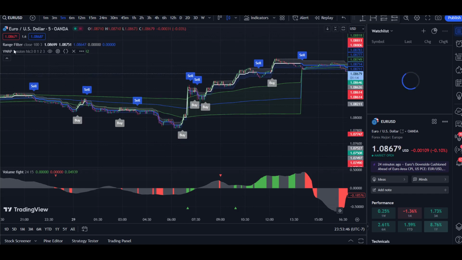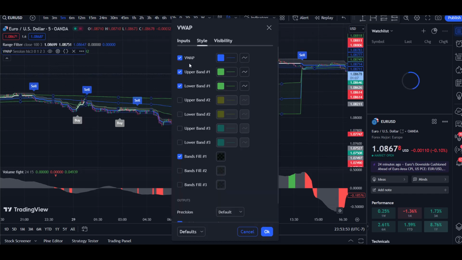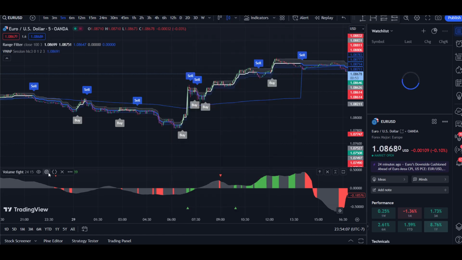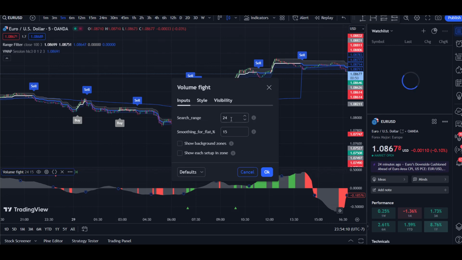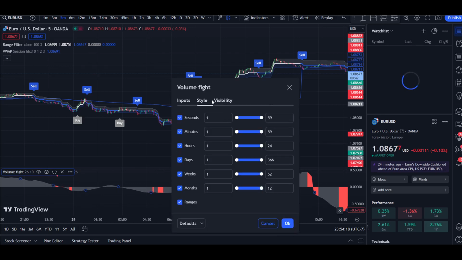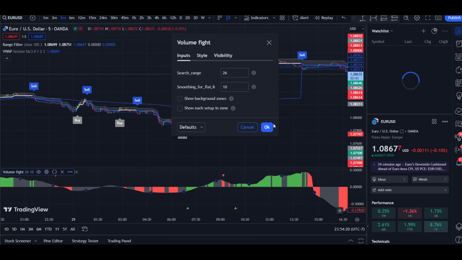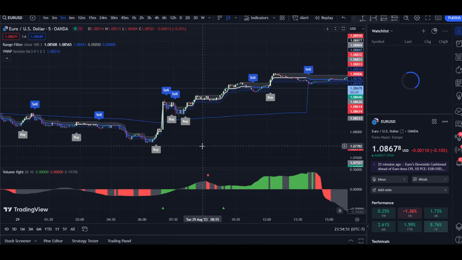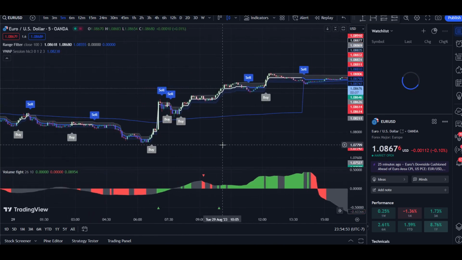For the settings, we're going to go over to the VWAP. On style, we're going to uncheck everything except for the VWAP, so it's a little bit easier to read. For the Volume Fight, we're going to go down to settings. We're going to change the search range to 26, and we'll change the smoothing to 10. Feel free to change the style and visibility to your preference as well. All right, so this is how your chart should look, similar to, at this point.